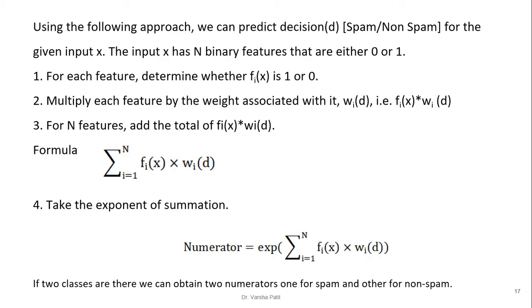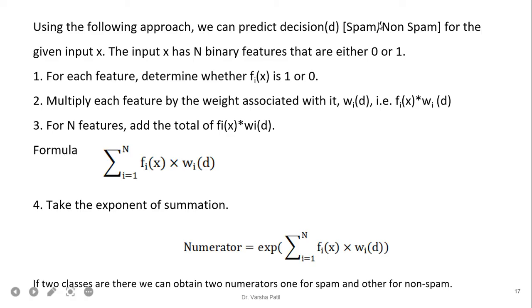Now here you will come to know the formula that we have just seen in the previous slides. Using the following approach we can predict decision D, because D is our decision, spam or non-spam, for the given input X. The input X has n binary features, where n is our 7 binary features that are either 0 or 1. For the step-by-step procedure, for each feature determine whether f of x is 1 or 0, check whether that feature is present or not present, and multiply each feature by the weight associated with it, that is w_i. That is, we basically take the multiplication of the features with the weight. For n features, add the total of f_i(x) into w_i. We are basically taking the summation. So this formula is very easy: for i equal to 1 to n, f_i(x) into w_i. If the feature is present, it comes as 1, if it is absent it comes as 0, and only if it is present does the multiplication with the weight factor take place, and we take the summation.